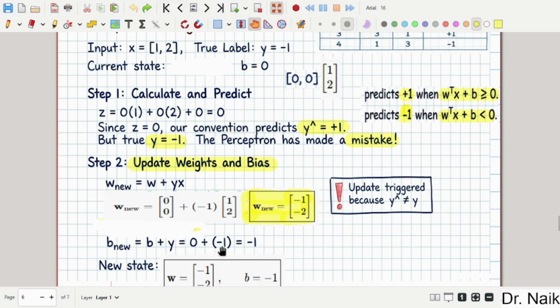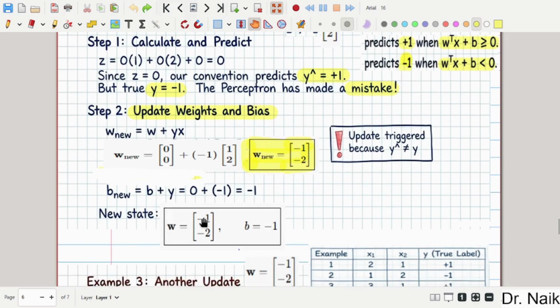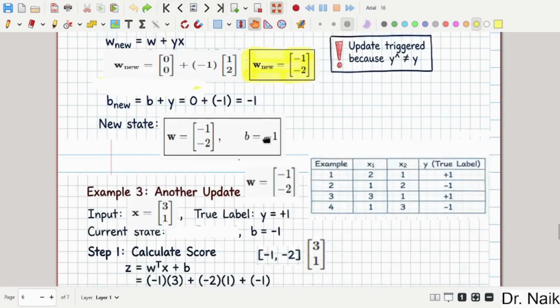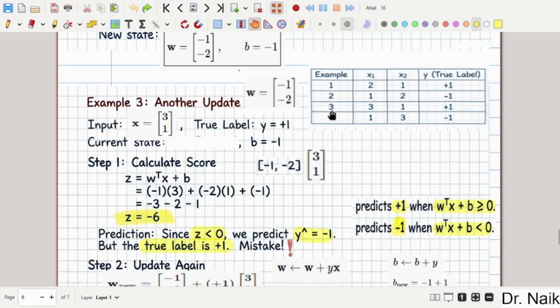So 0 plus -1 is equal to -1. So our new bias is -1. Thus the new state is w, a column vector with entries -1 and 2, and bias is -1. Now let's see another example, example number 3.